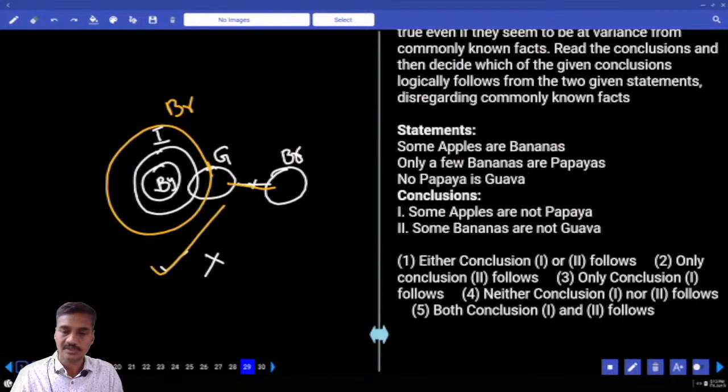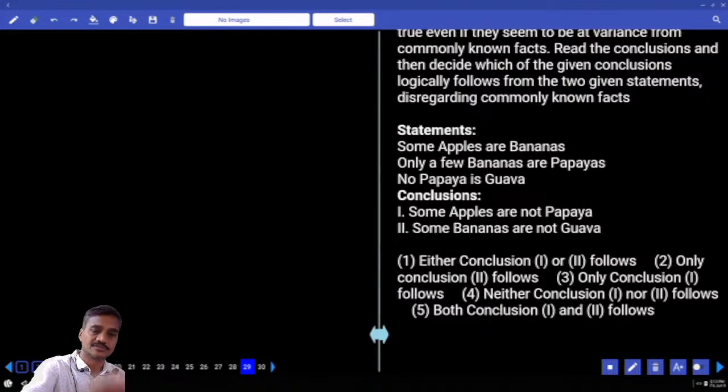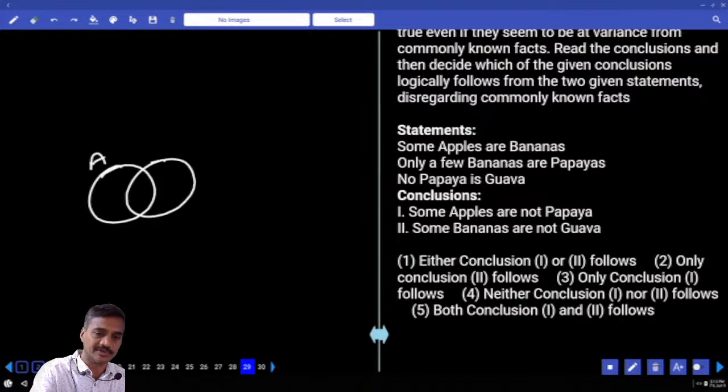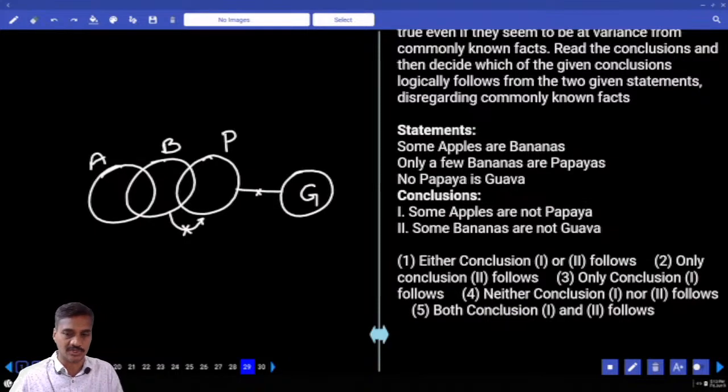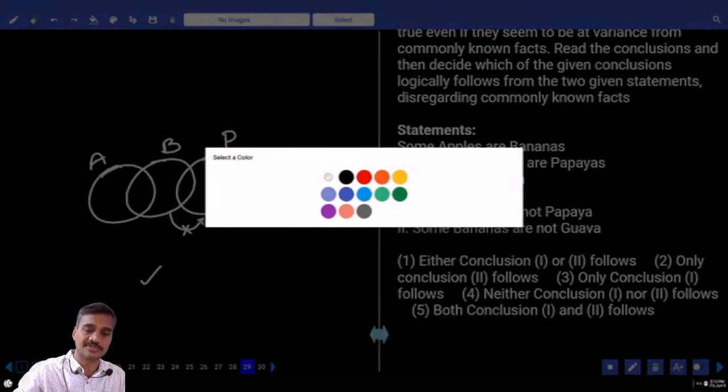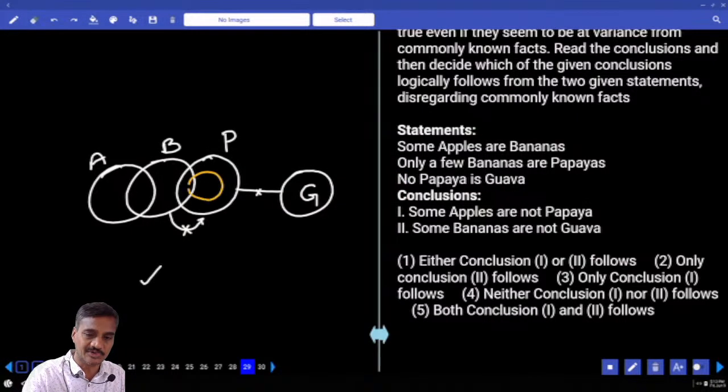Then 29. Now 29, some apples are bananas. These are the apples that are bananas. And only a few bananas are papayas, but not all. And no papaya is a guava, no intersection between papaya and guava. Some apples are not papayas is true. To make this one false, I need to prove all apples are papayas. Now tell me whether I can write apple like this or not. Yes, alternate diagram to previous conclusion false.